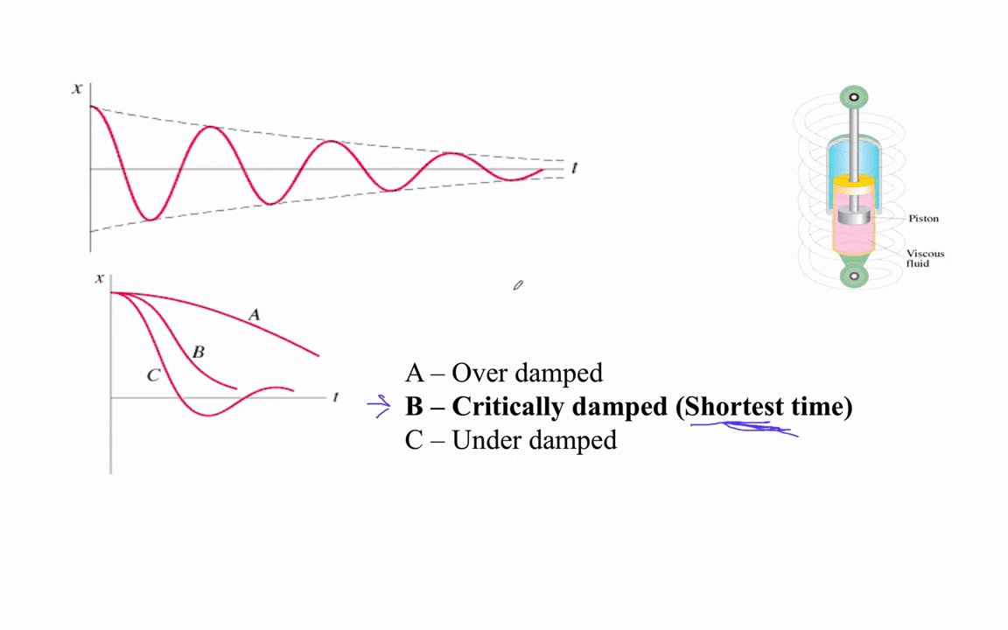When we talk about Q factors later on, Q is how many cycles it goes through before it stops. So this might be 1, 2, 3, 4, 5, 6, 7, 8, maybe 8, a Q factor of 8. The Q factor of B is 0.5. That is, it goes through half a cycle: it starts at maximum and goes to rest. So this is the shortest time. They always want you to know that. They ask that. Critically damped returns the system to equilibrium in the shortest time possible.